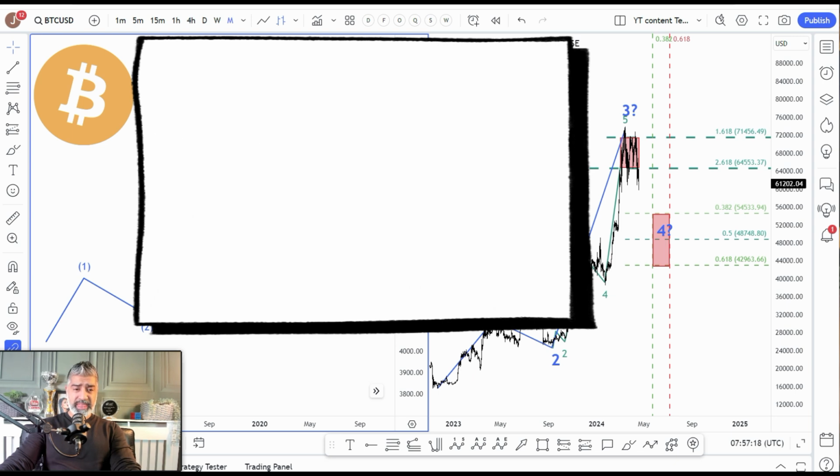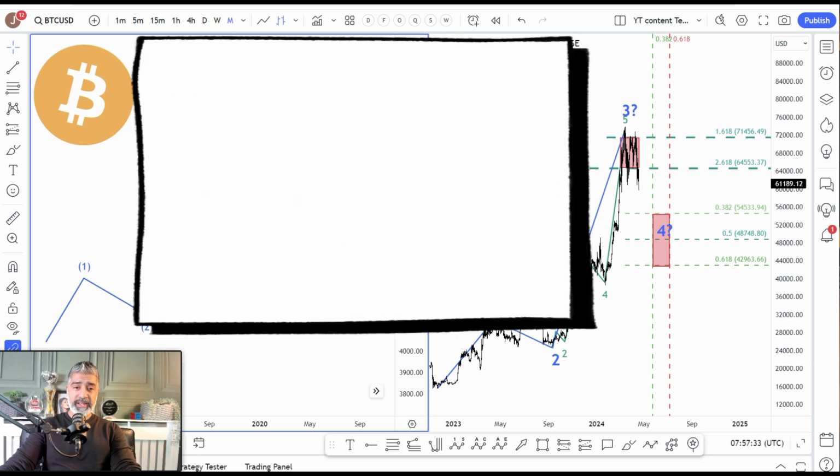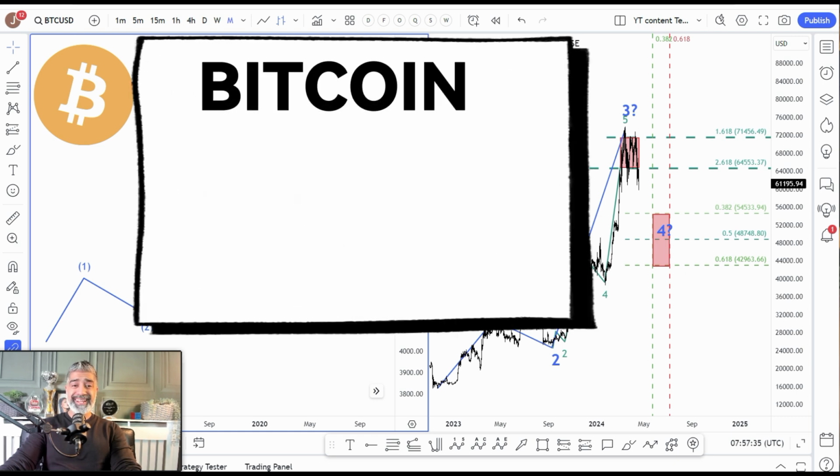Now, I'm going to use it on the theory over here first. If we measure how long it took for this five-wave move of a wave three to occur, and we project forward 38.2 to 62%, that's the typical time it takes for a wave four to correct. So we have a price target and a time target. That's what this is over here.